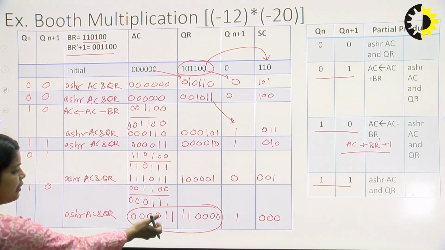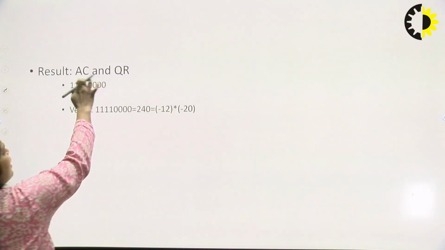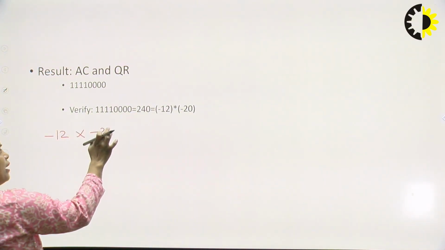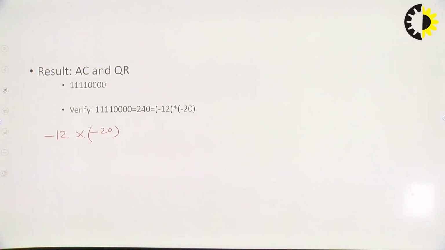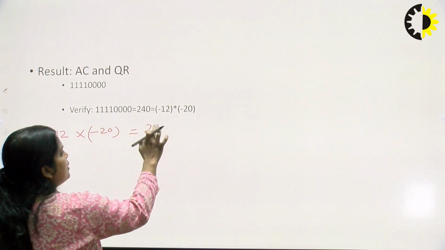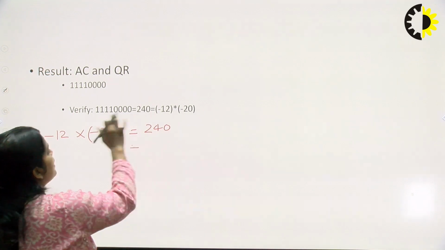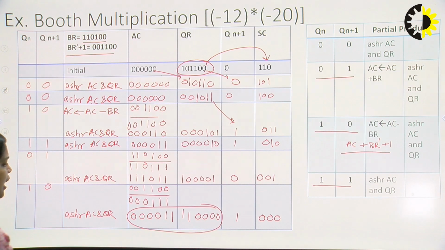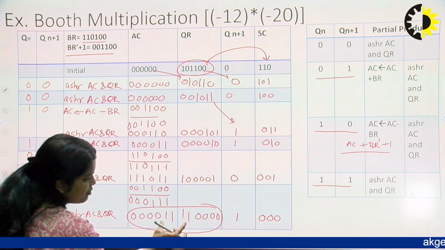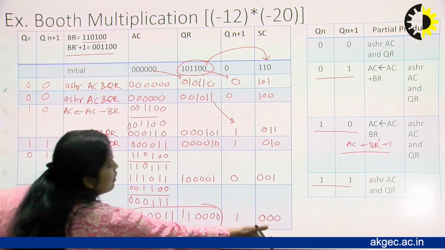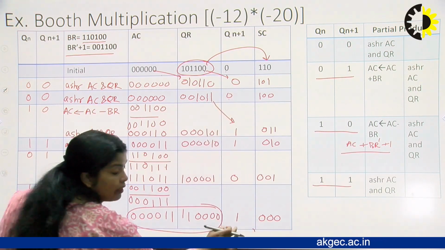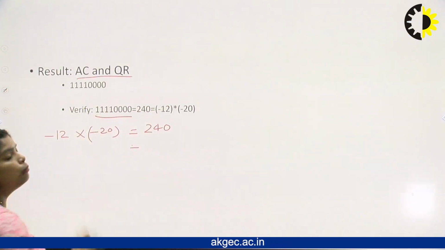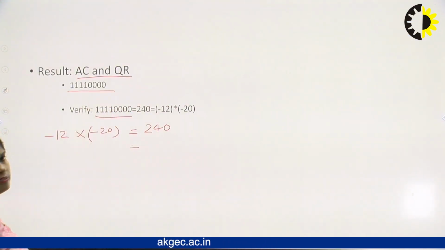So actually you can verify this particular result. We have minus 12 into minus 20, that is the multiplier and multiplicand. That means actually that is a 240 value, and 240 in binary representation is 4 ones and 0, 0. And the result will be stored here in the AC and QR, not the value of Qn plus 1. Always remember, the result will be stored in AC and QR only. This will be your result.